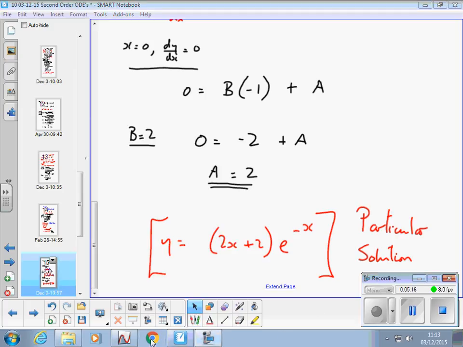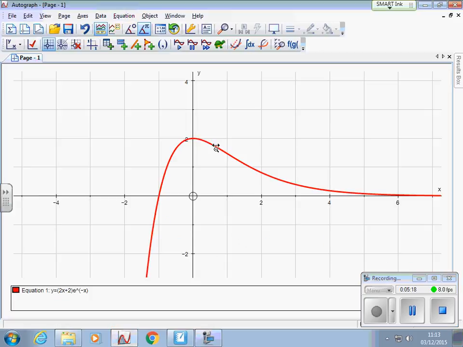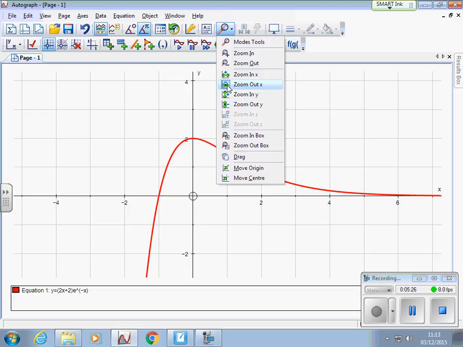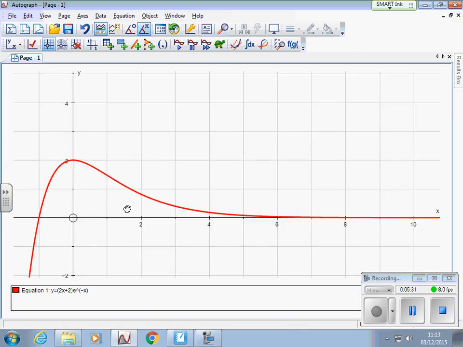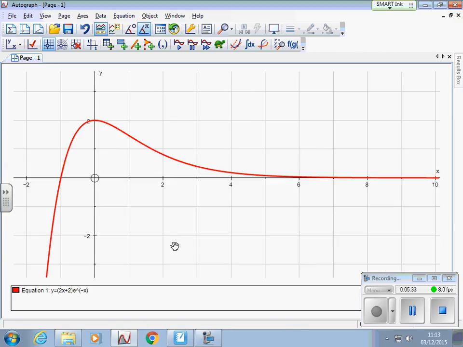So that's our particular solution, and if we just look at it on Autograph, it looks like this. And like lots of these things, this will be time along here. So we're only really going to be interested in what happens in the positive quadrant here. We're not interested in what happens on the left. But there it is. And actually thinking about what we're doing in Laplace, it's designed so that it's meaningless to the left here. It only makes sense for positive values for x.